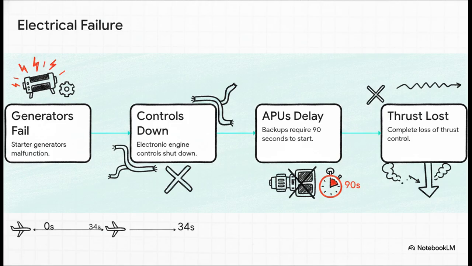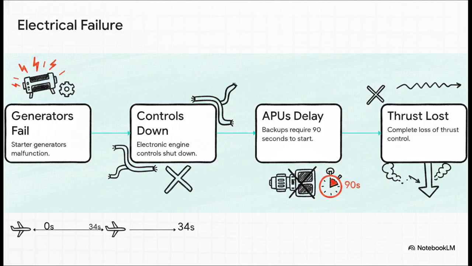It's a really rapid cascade. First, the starter generators fail. Second, without any power, the electronic engine controls completely shut down. Now, the plane does have a backup system, the auxiliary power units, or APUs. But here is the fatal flaw in this scenario. Those backups take up to 90 seconds to fully activate.